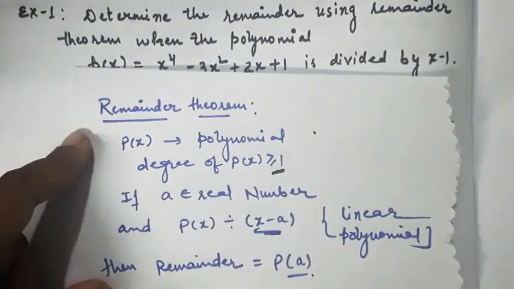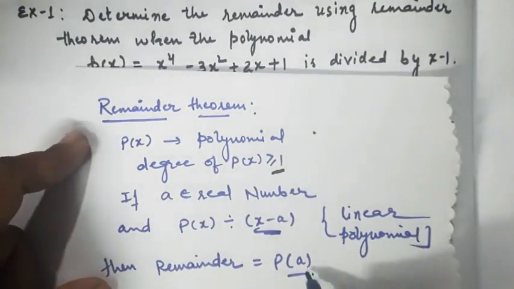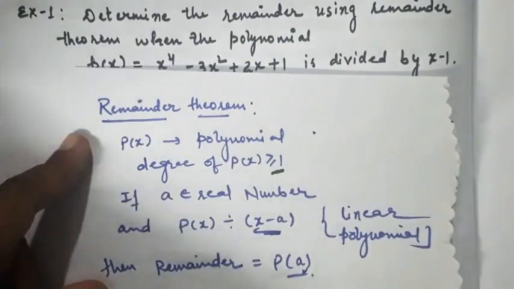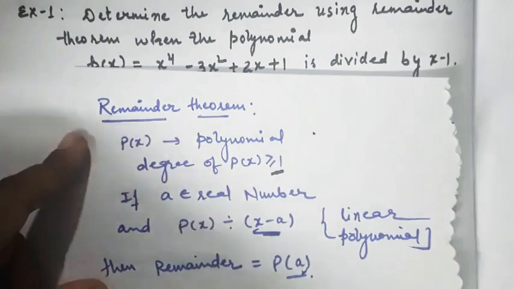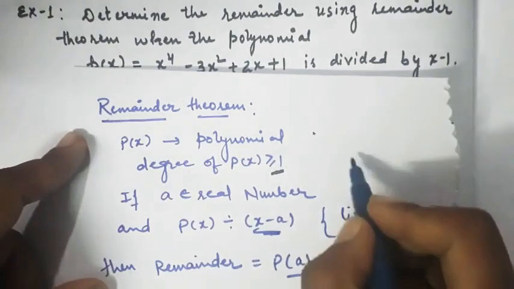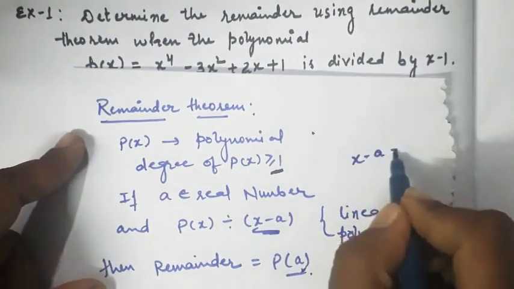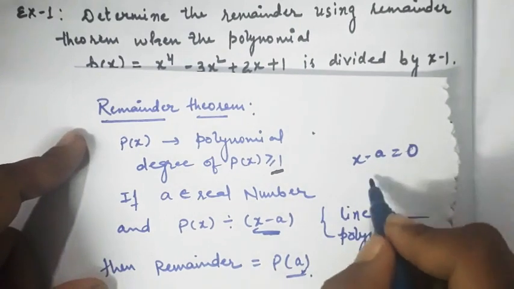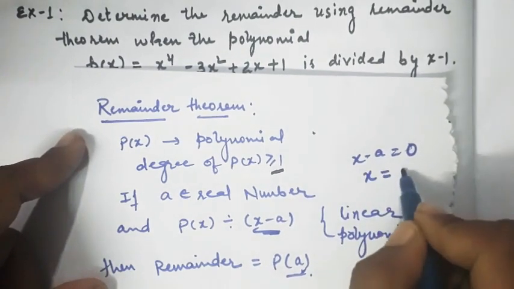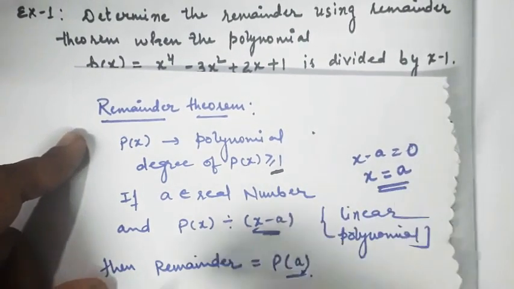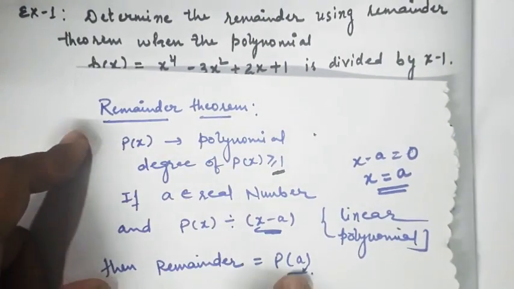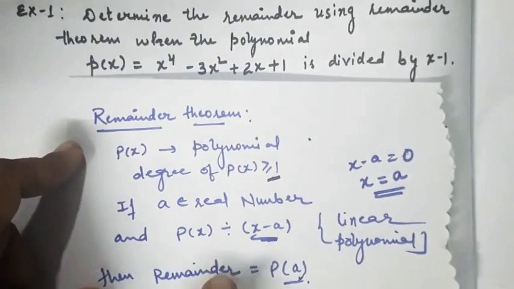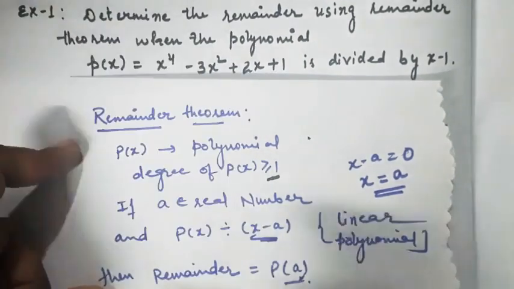Now the question is, how are we able to get a? We can easily get it by equating x minus a equal to 0, and from here we get x equals a, and we substitute the value of a in p(x) to get the remainder. The same thing I'm going to do in the example.